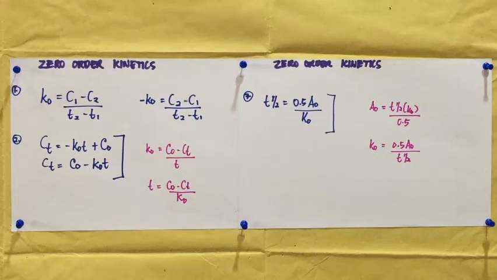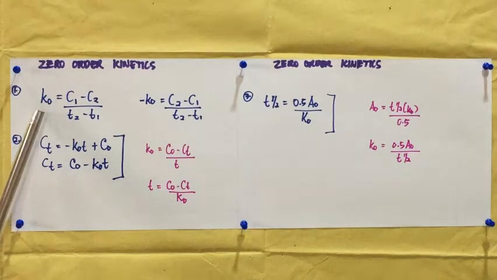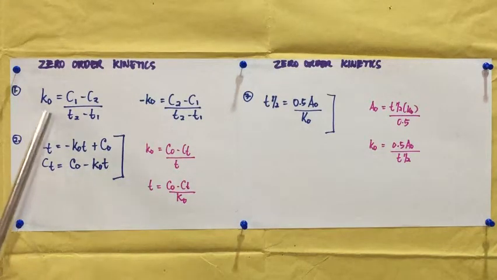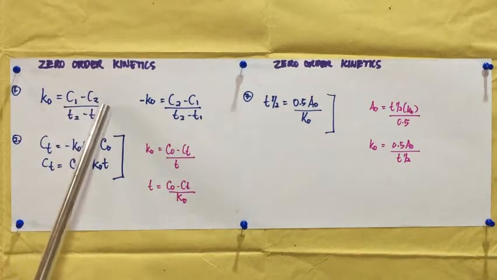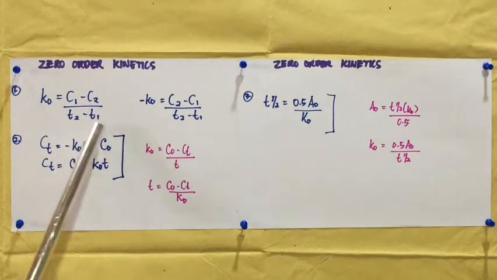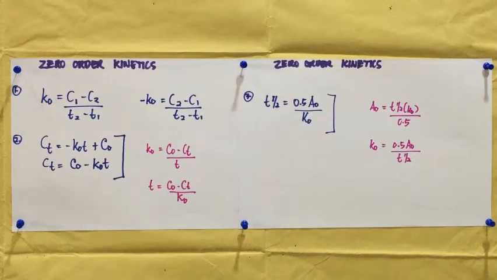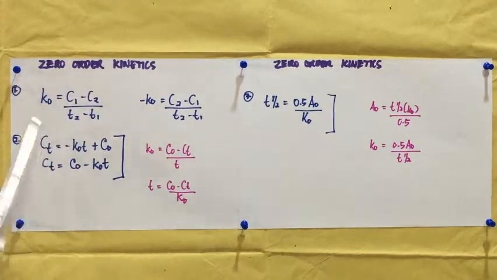Let us have a summary of the formula that we have used for zero-order kinetics out of the 5 problems that I have presented. Okay, so the first, KO, can be solved with this formula, which is KO is equivalent to C1 minus C2 divided by T2 minus T1. So C represents concentration and T time. So we are going to use this one when there is no initial concentration that is given in the problem.